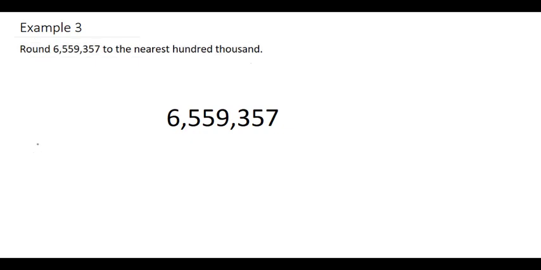Okay, we have the same number again, 6,559,357, but this time we're going to round to the nearest 100,000. So we have the ones, the tens, hundreds, thousands, 10,000s, and 100,000s. So let's underline that 5 because that's what we want to either round up or down. But we look at the next digit to the right to see if we round up or down. Now, this 5 is between 5 to 9, so we round up.